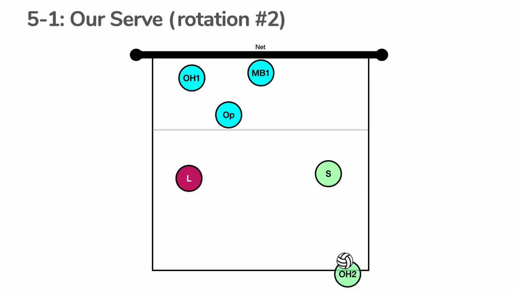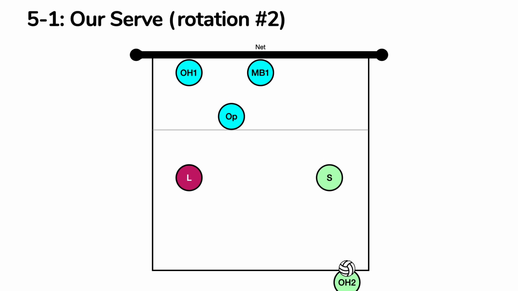Now, in rotation 2, it's a little bit simpler. We don't have that odd case where the setter has to bolt from behind outside hitter 2 to the front row to get to their spot. In the back row, we only have 2 people switching spots, the setter and outside hitter 2, who's the server. And because the setter doesn't have to worry about the server overlapping them when they're back to serve, they can go right to right back in their defensive position.